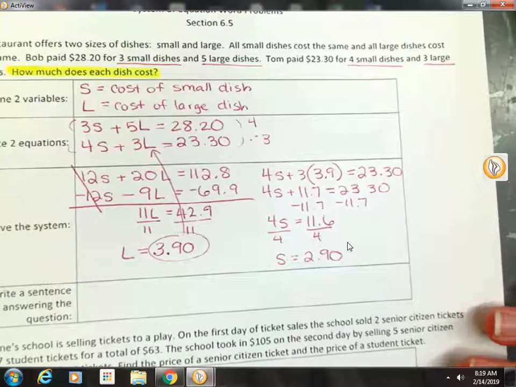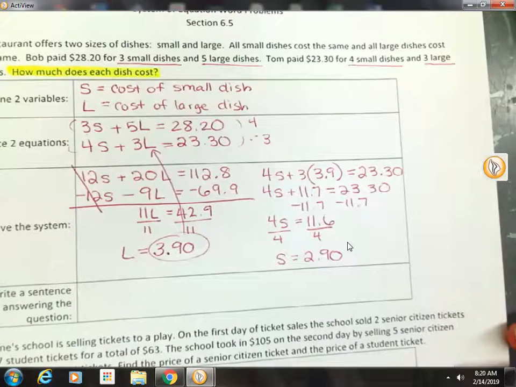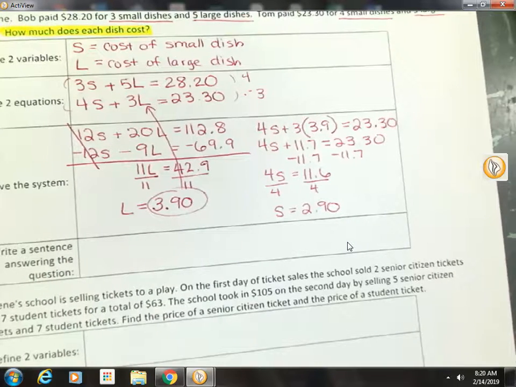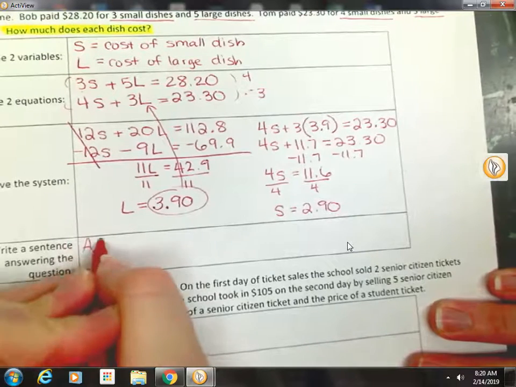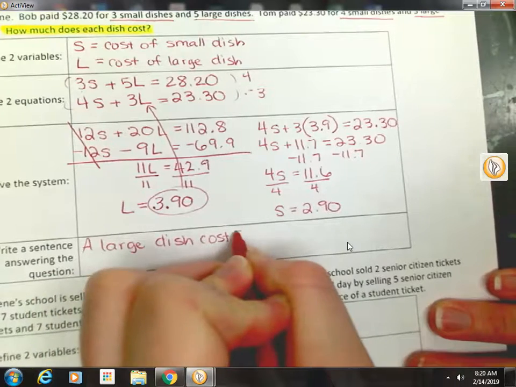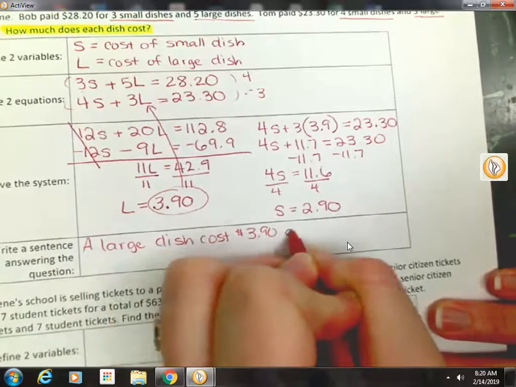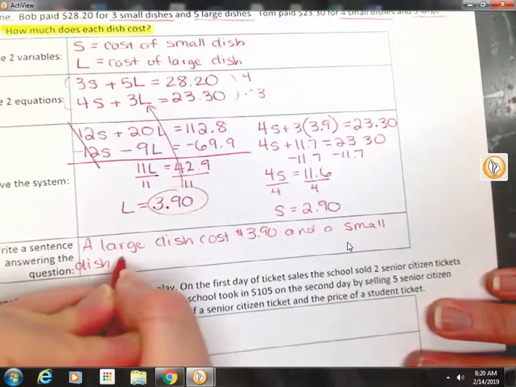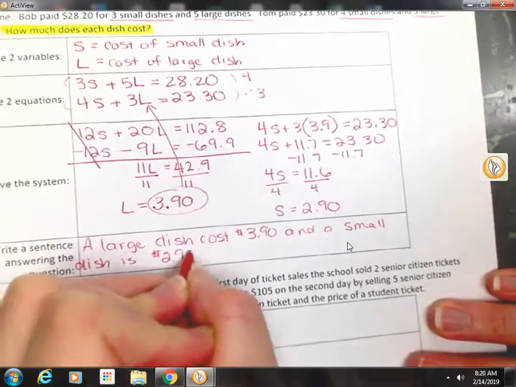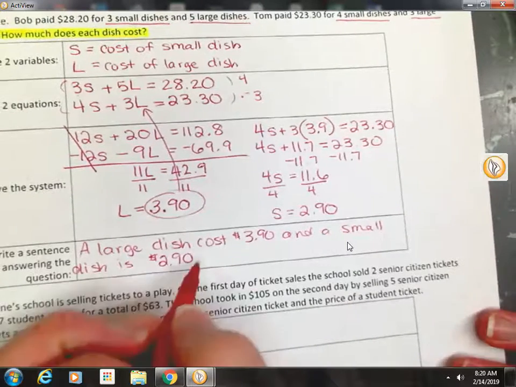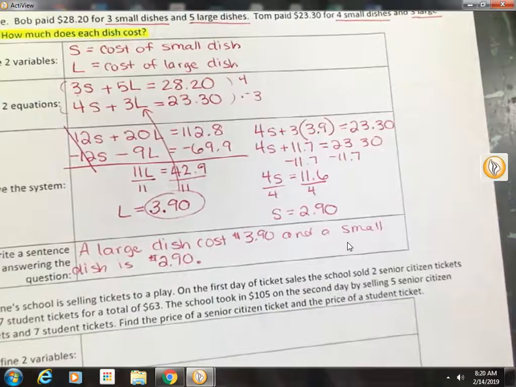All right, so let's wrap this up. It says to write a sentence answering the question. The question was, how much does each dish cost? I'm going to say a large dish costs $3.90 and a small dish is $2.90. Make sure you don't just say it's 3.9 and 2.9. In the context of this problem, we need money. So we need dollars and cents and we need to round it to the nearest hundredth.